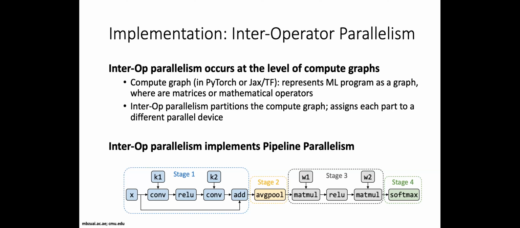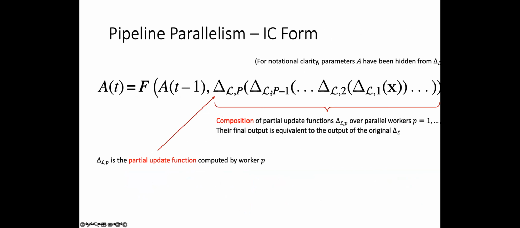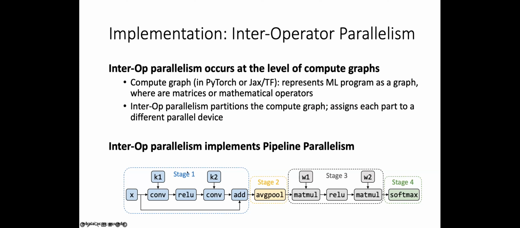So basically this inter-operator parallelism is actually how pipeline parallelism is implemented in an automatic differentiation system, because you can associate each of these stages with one of the deltas that I showed on the previous pipeline parallelism slide. You have each of the deltas. They actually correspond directly to these stages in inter-operator parallelism. So it's a simple matter of cutting the graph up.